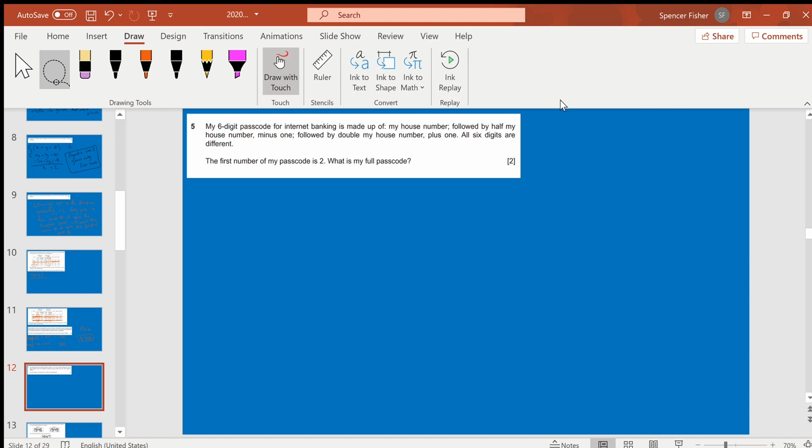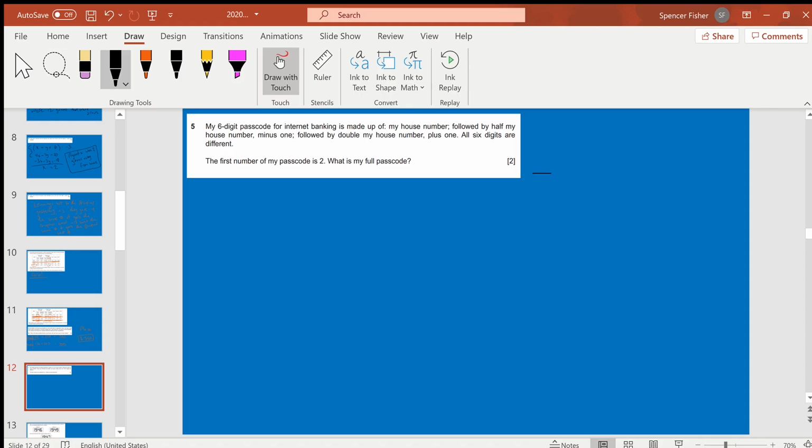All right, here we are with number 5. Now I actually kind of like number 5. So my 6-digit passcode for internet banking is made up of my house number, followed by half of my house number minus 1, followed by double my house number plus 1. All 6 digits are different, and they tell us the first number of the passcode is 2.